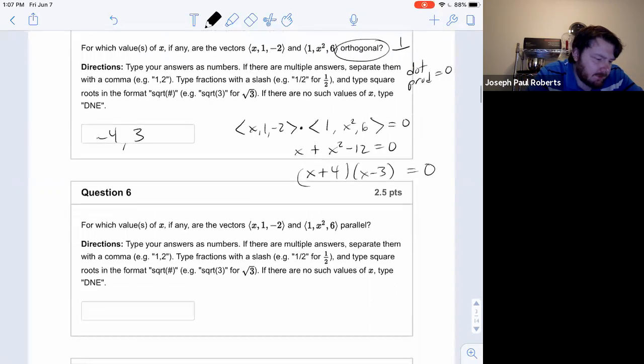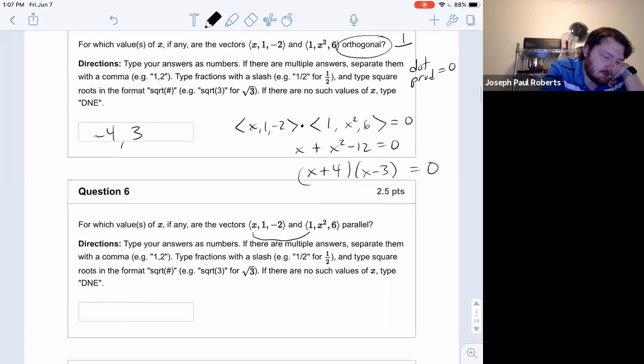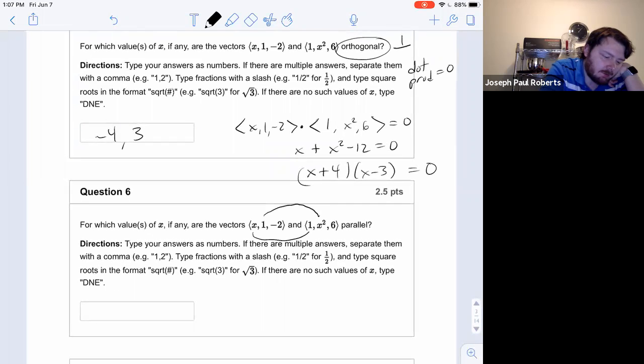And then find values of x, if any, such that these vectors are parallel. There's a few ways you could see that this actually won't work. To go from x to 1, we're dividing by x, but going from 1 to x squared, we're multiplying by, well, okay, I guess let's just look at this one.